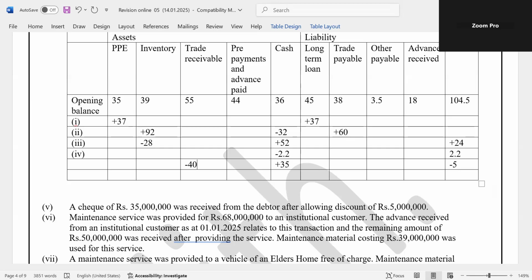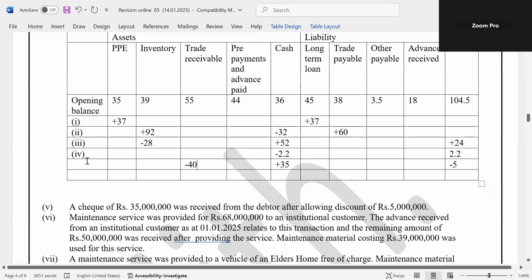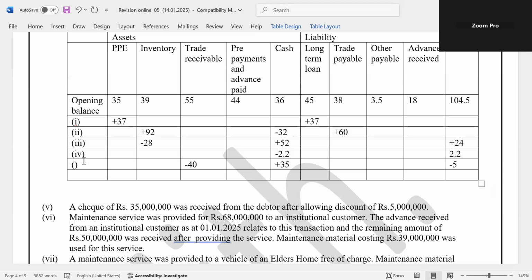There are 15 transactions, and there is profit also. Therefore, you have to know how to prepare the income statement also.